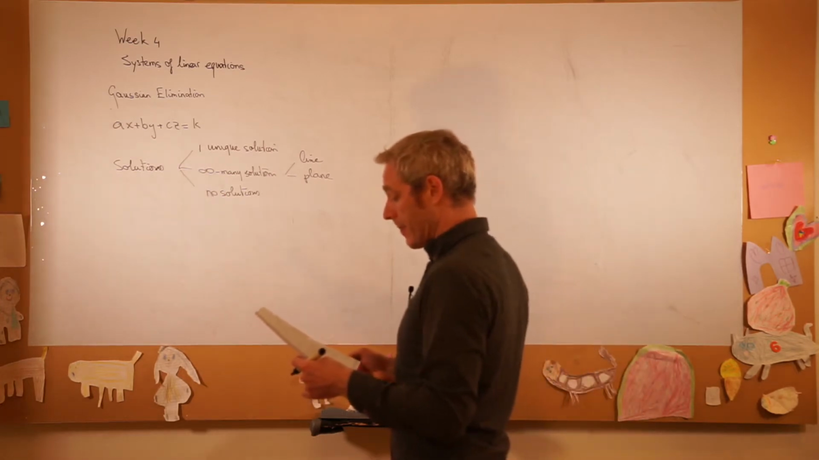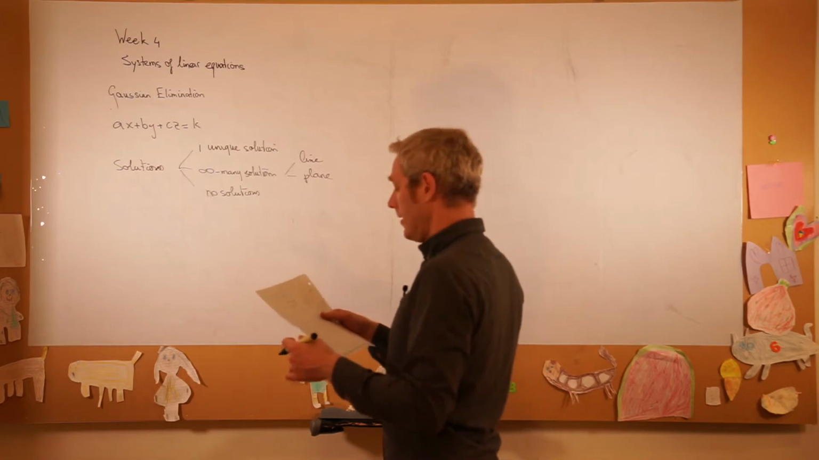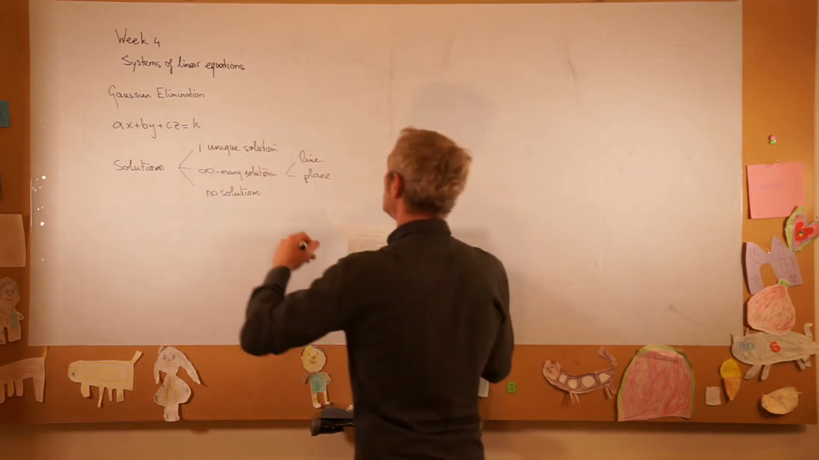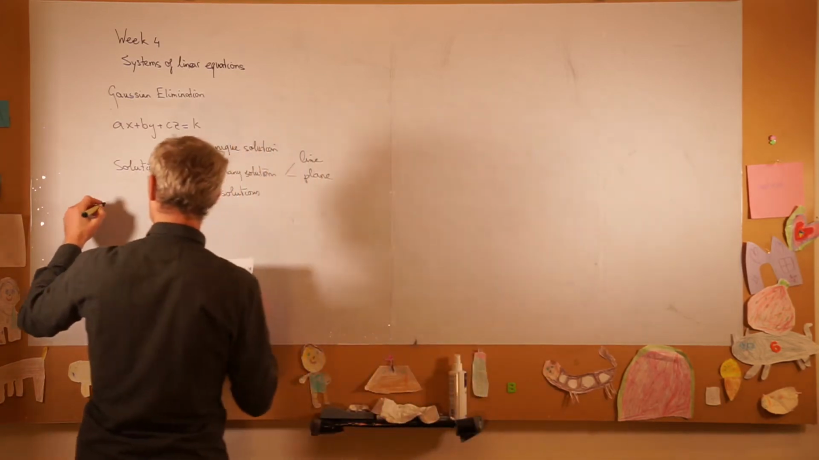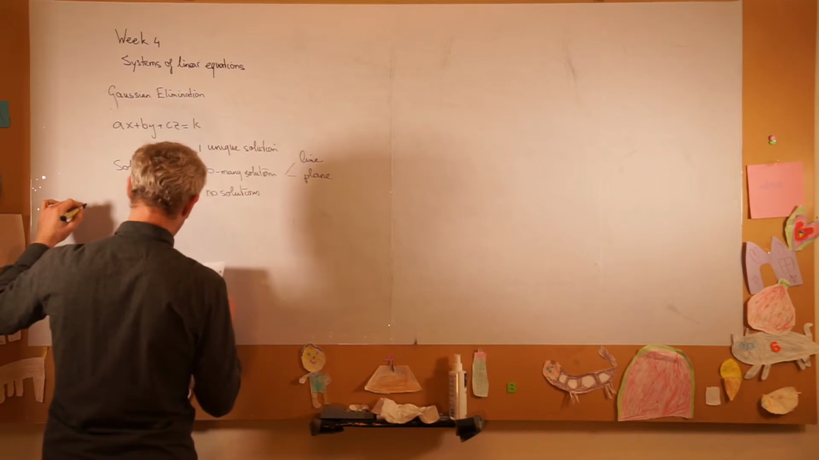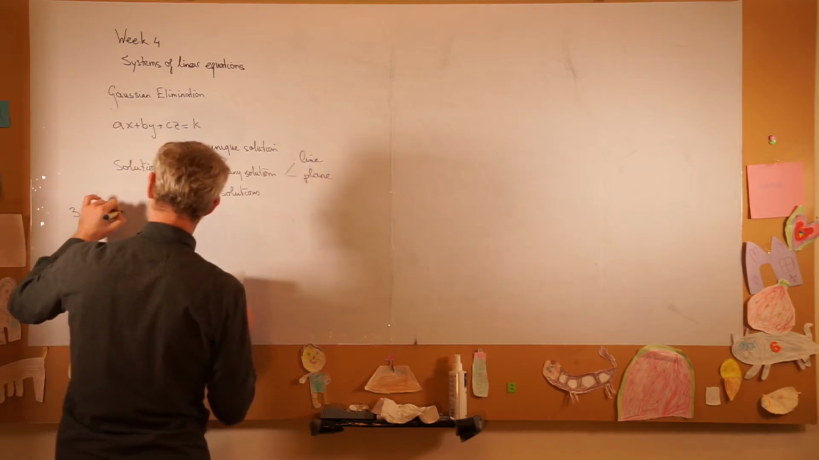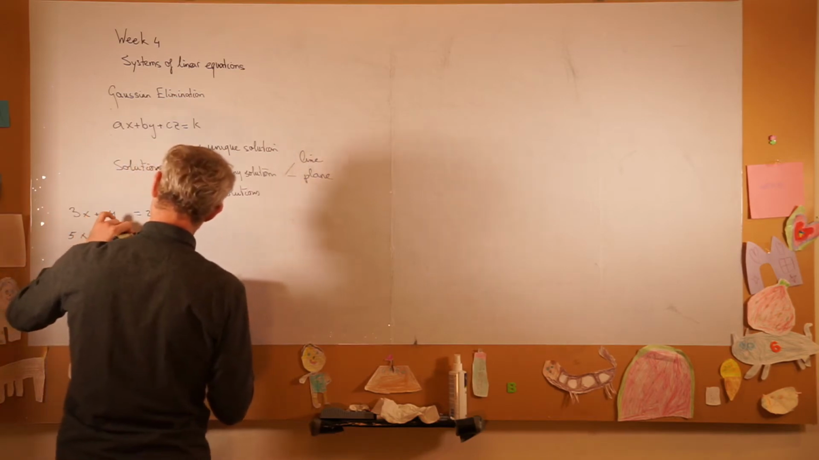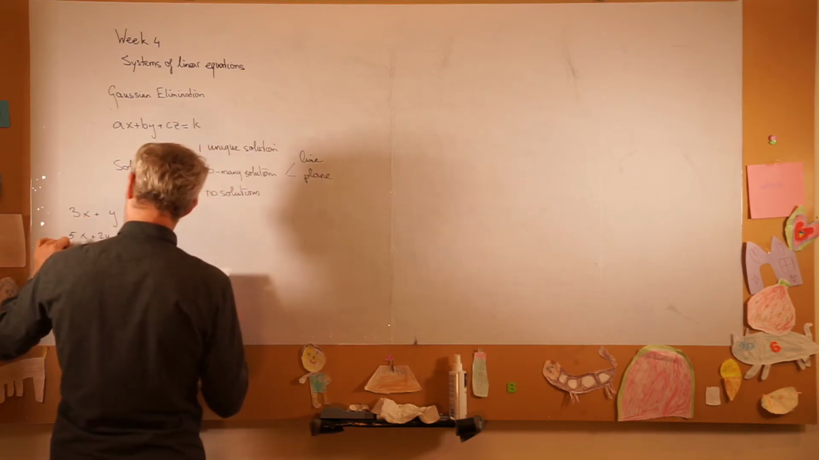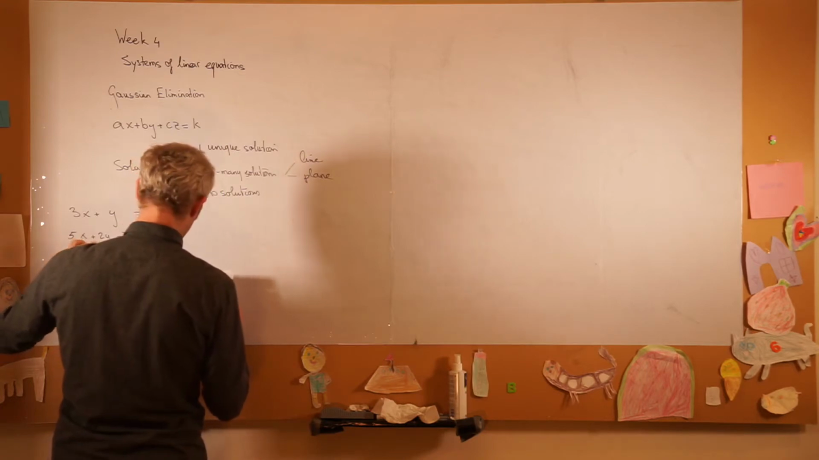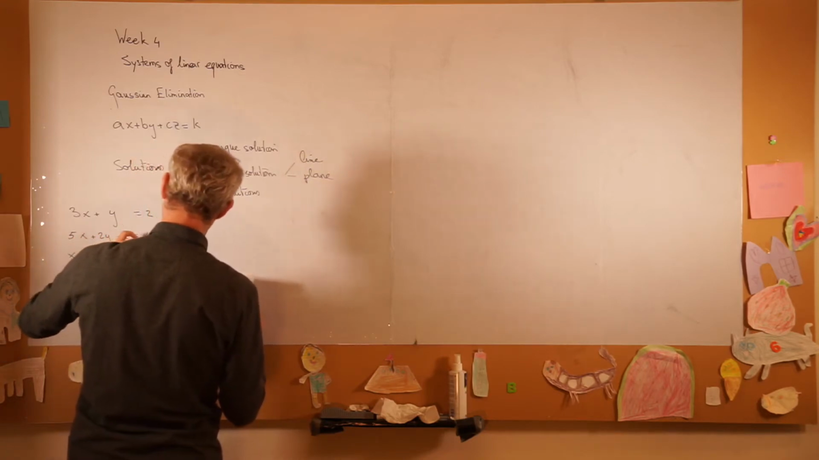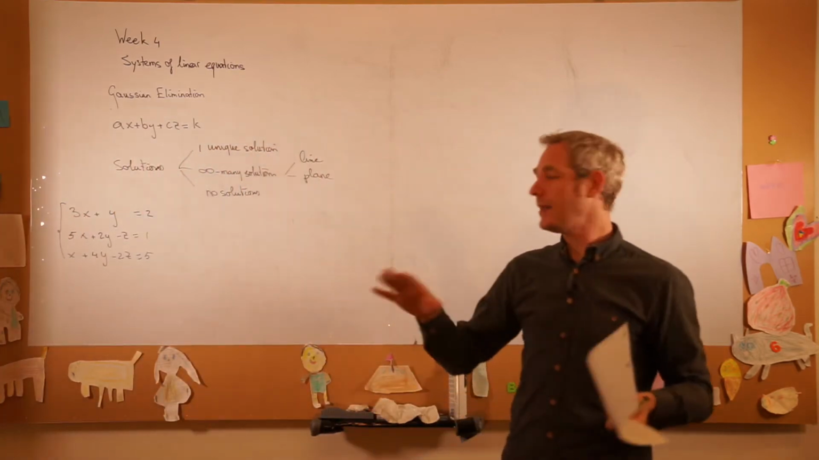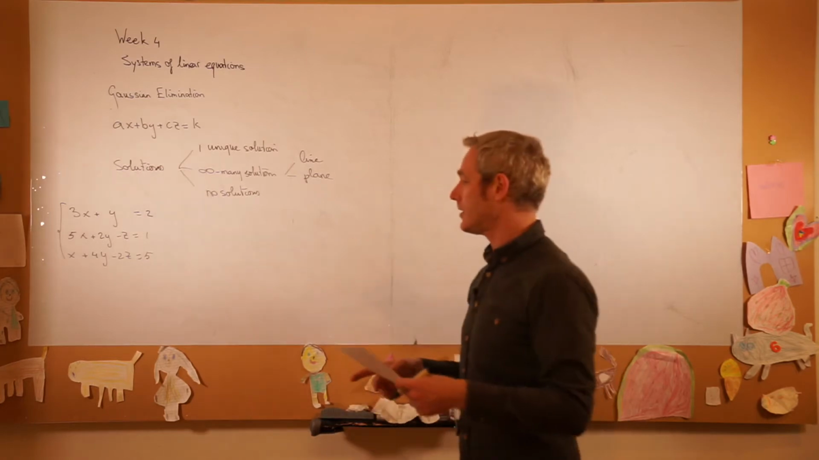So, this will be an example where there's one single solution. Let me write out the system. x plus y equals 2, 5x plus 2y minus z is equal to 1, x plus 4 times y minus 2 times z is equal to 5. This is our set. Now, we've seen this one before. We know there is a single solution.